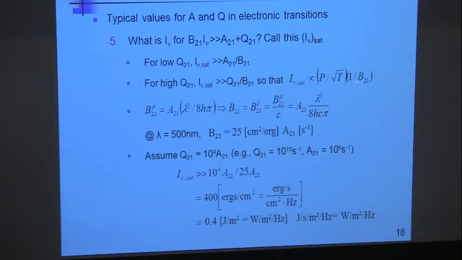So you can go through this and you can solve for, and I'm not going to go through it in great detail, you can put in some representative numbers for wavelength, and you can solve for the relationship of B21 and A21 in these limits. You have to make some assumption about Q. You assume it's about 10 to the 4th, meaning what if Q is 10 to the 10th and A is 10 to the 6th? And when you go through this, you can solve for the intensity required for saturation. And it'll come out to be, in this case, 0.4 watts per square meter per hertz. That won't mean much to you yet, but it's achievable.